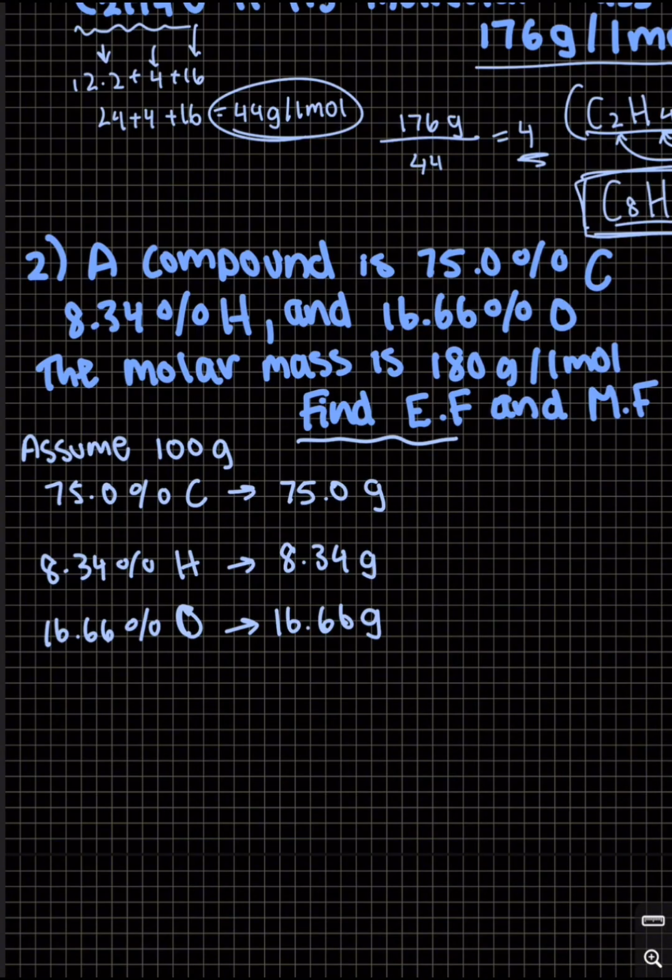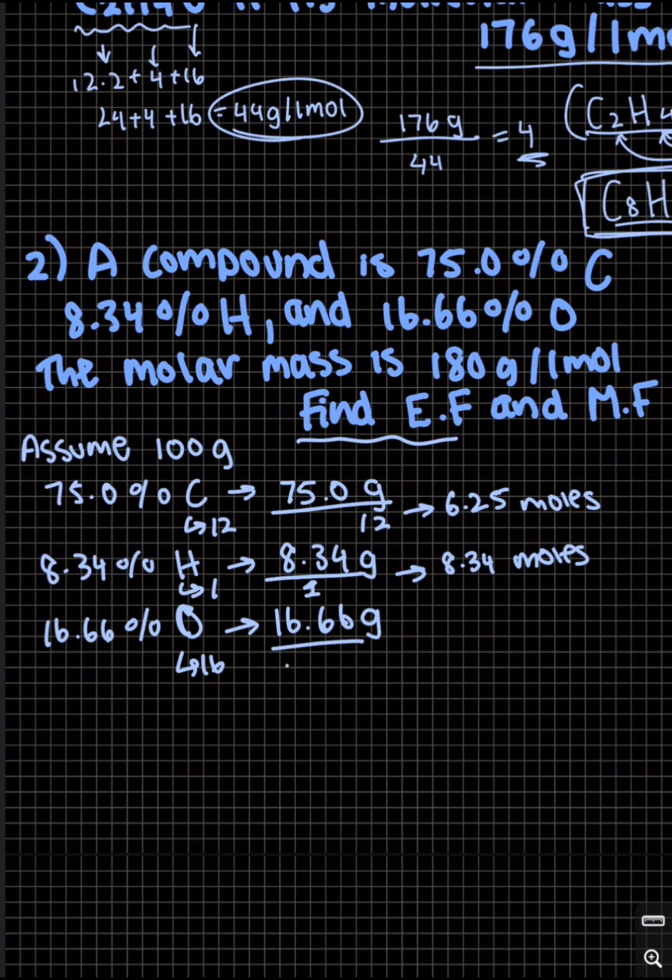Now we are going to find the number of moles. So divide by the atomic mass. The atomic mass of carbon is 12, so divide 75.0 by 12, and your number should be 6.25 moles. Divide the hydrogen by 1 because the atomic mass of hydrogen is 1, and you should get 8.34 moles. And divide oxygen by 16, which gives you 1.04 moles.